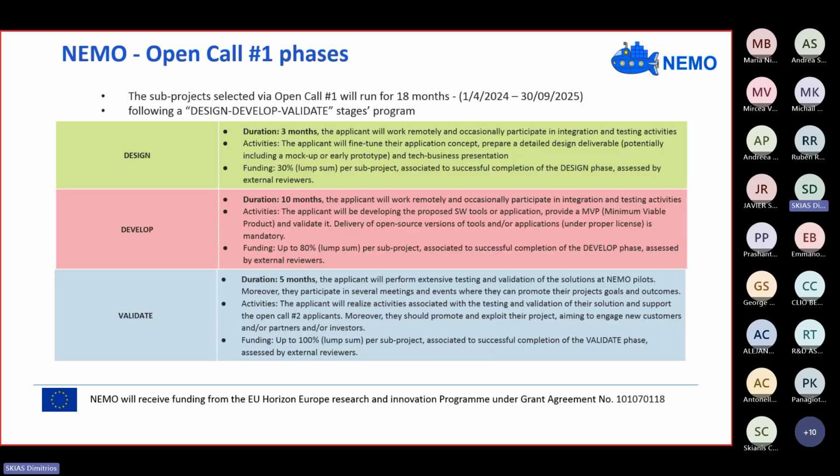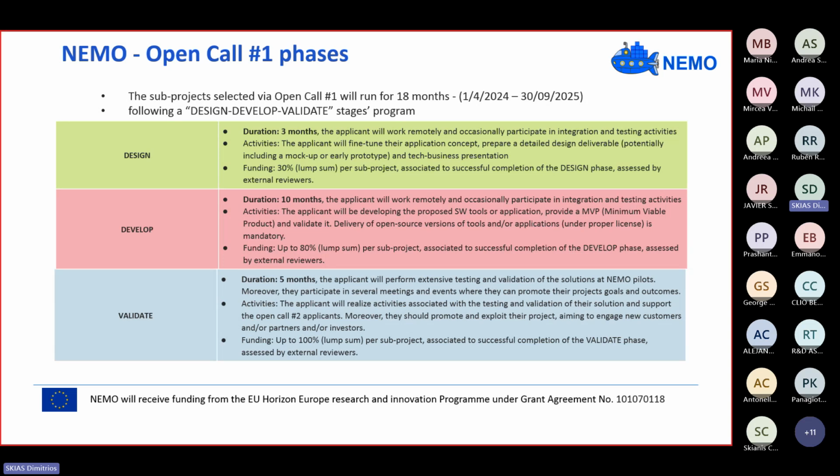Okay. So this is some information on the phases and on the operating procedure of the projects that will join us for the first open call. As we said before, the total duration is 18 months, and the phases of the first open call are 3 and are separated in design, development, and validation phase.